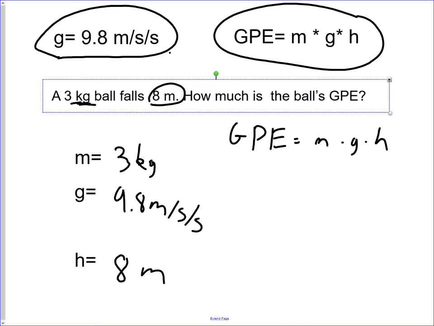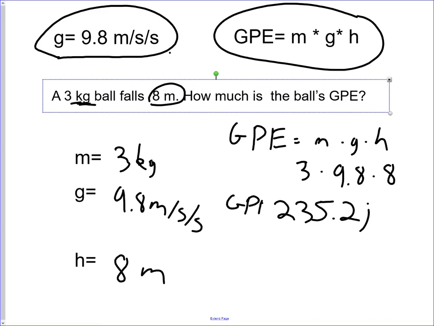And I plug it in. So I have 3 times 9.8 times 8. I put that in the calculator, and that will give me a total of 235.2 joules. So I'm going to put a J for joules just as a refresher. So our GPE equals this. So that's our answer, right? Pretty straightforward way of going about solving this problem.